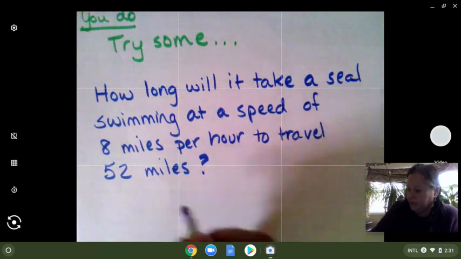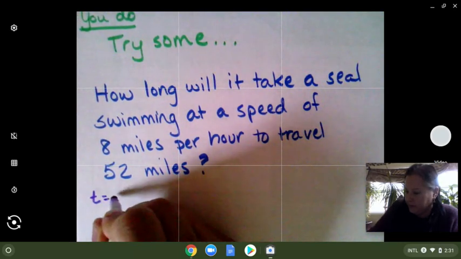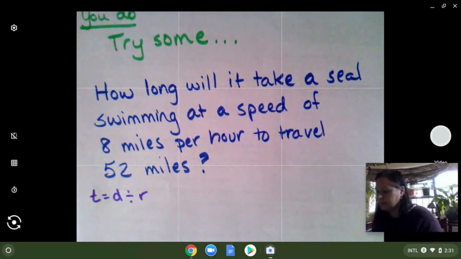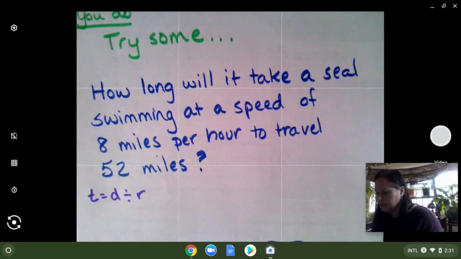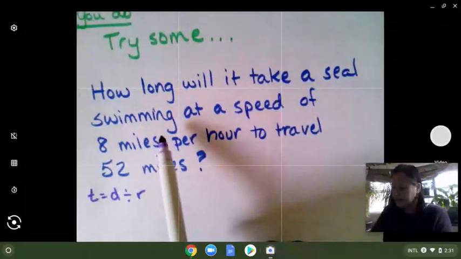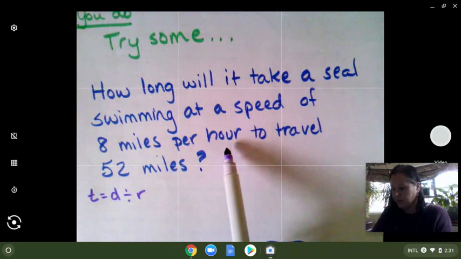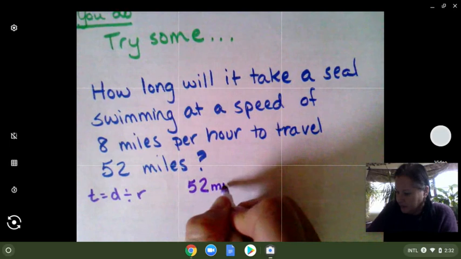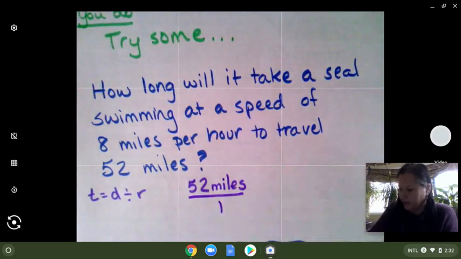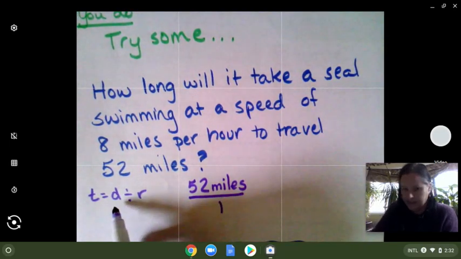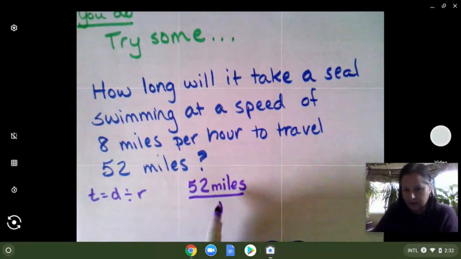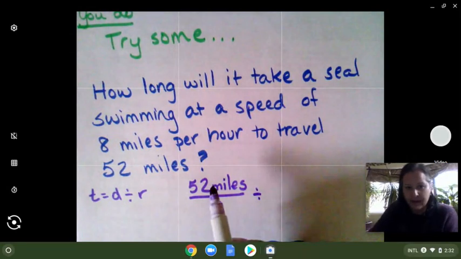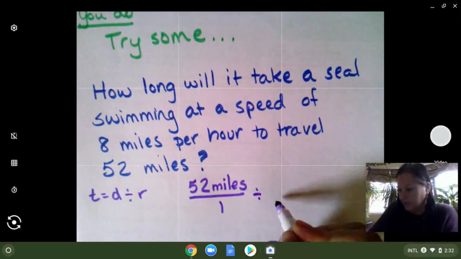So time equals distance divided by rate. So first we have to find the distance, and then we're going to divide it by the rate. So it's asking, the speed is going to be 8 miles per hour. That's the rate. The distance was 52 miles. So we're going to put that over 1. That's our distance, right? 52 miles is a distance divided by our rate, which is 8 miles per hour.